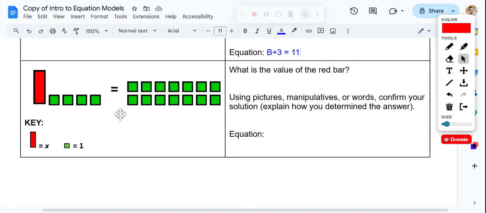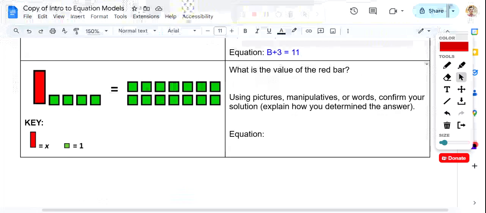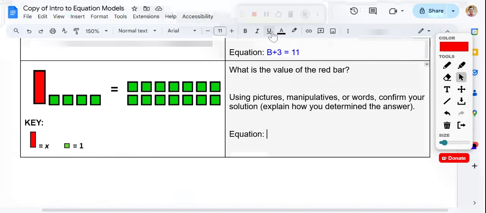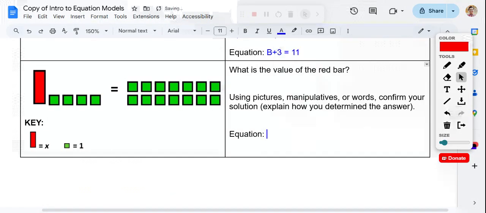What is the value of the red bar? This is our number sense routine. We've had this picture on a number sense routine, but it was on a scale. We're going to use this key to write the equation. I see that red bar is worth x. So we have x, and then 4 more 1s equals 2, 4, 6, 8, 10, 12, 14.